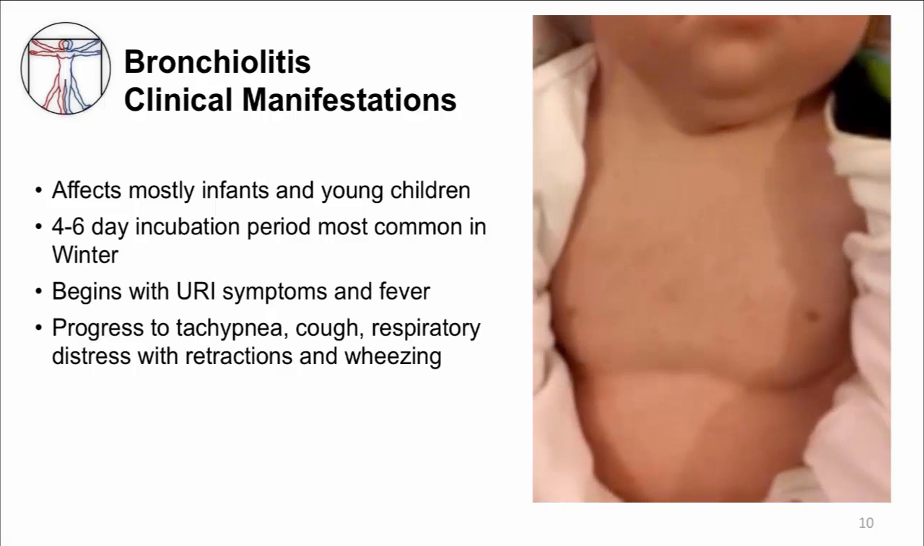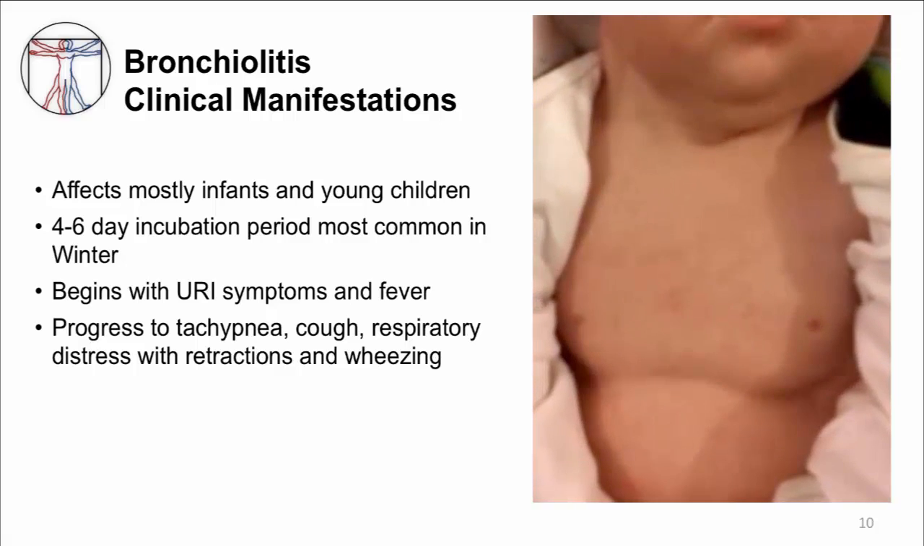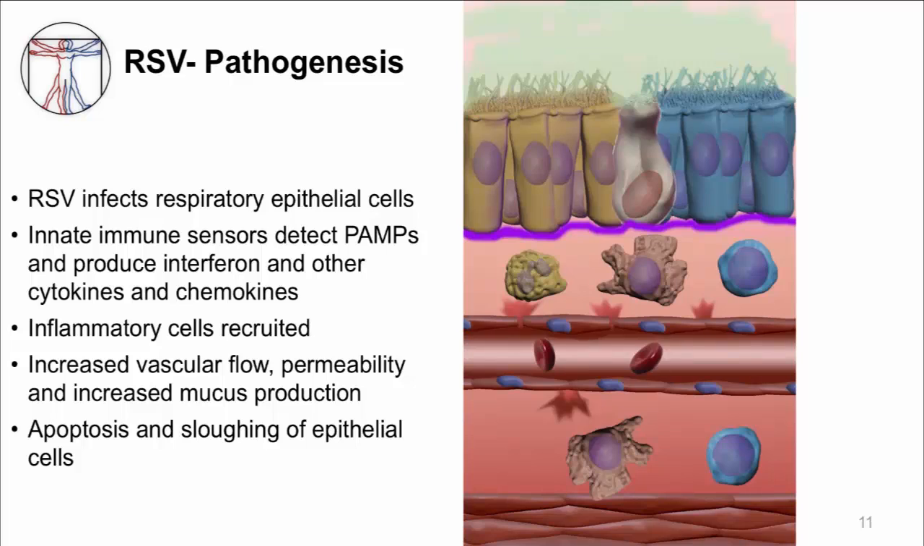So how did the baby get these symptoms? The pathogenesis should be familiar to you now. It's very similar to what we discussed in detail in the upper respiratory tract video. RSV infects respiratory epithelial cells starting in the nasal mucosa and then progressing down the respiratory tract. Innate immune sensors detect PAMPs and produce interferon, other cytokines, and chemokines, which then recruit the inflammatory cells. Vascular flow, permeability, and mucus production increase. The epithelial cells undergo apoptosis and slough off into the airway.